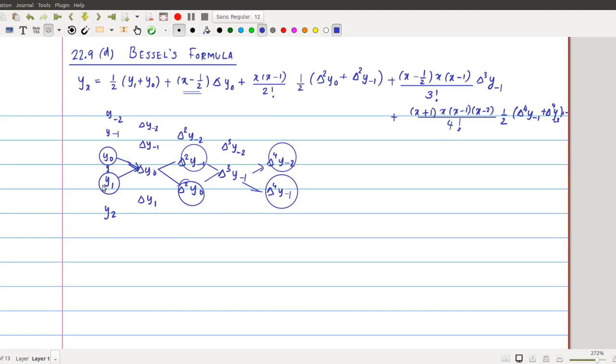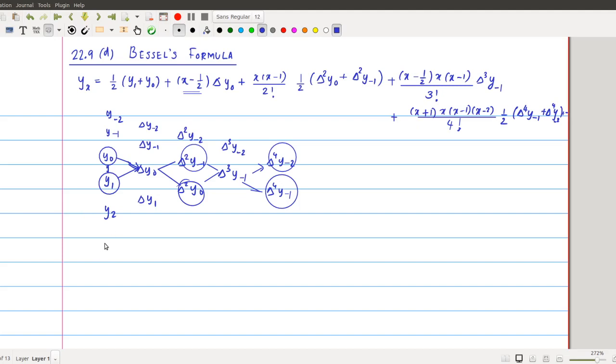The only thing is to construct the forward difference table. So here we use the forward difference tables to evaluate all these central difference interpolation formulas.